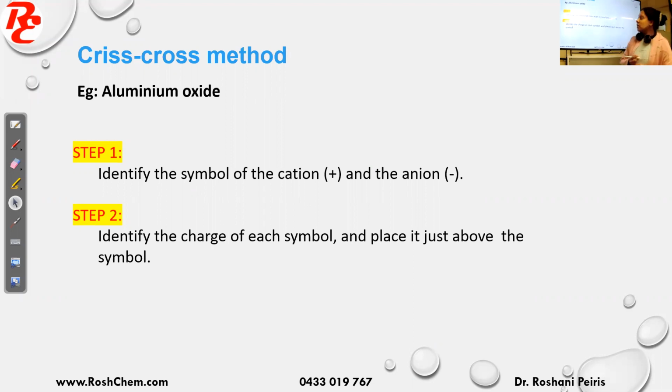The second step, identify the charges of each symbol and place it just above the symbol. So now if you identify aluminium and oxygen, then you should find what is the charge of aluminium and what is the charge of oxygen. For that, we can use the periodic table.